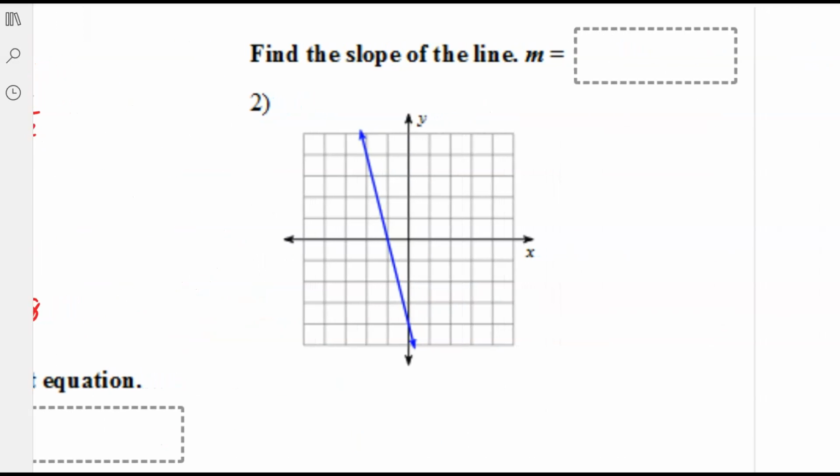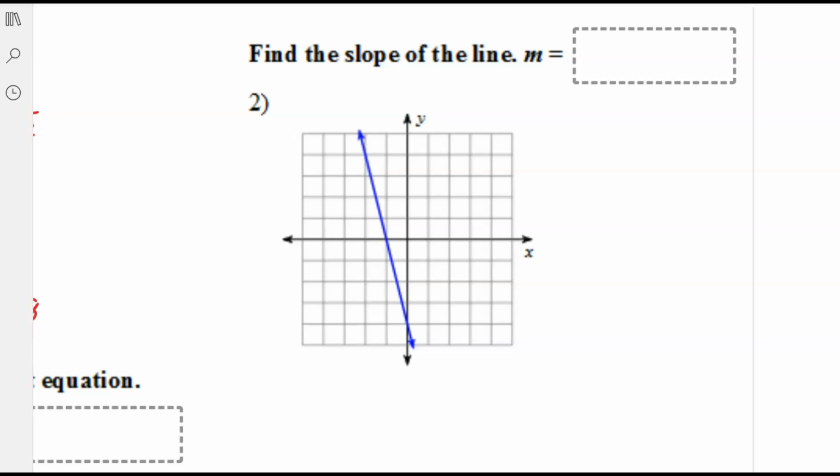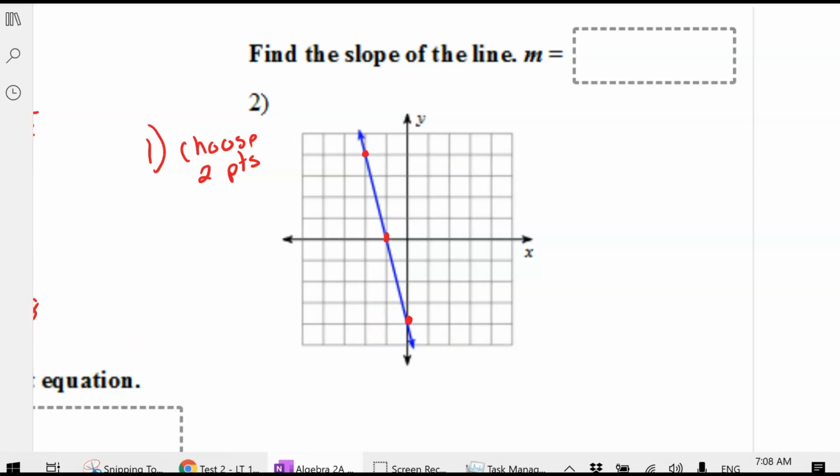Okay, second one, find the slope. In order to find the slope, since it's a graph, you're going to pick 2 points. Step 1, choose 2 points. You need them to be on the corners and on the blue line. It could be this one and this one, or you could have chosen this one. Alright, so I'm just going to go ahead and choose the first 2.